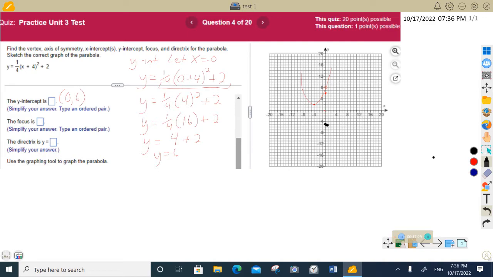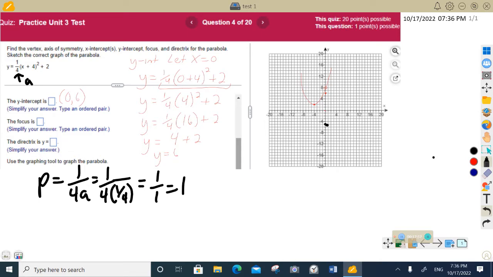Now, to find the focus and the directrix, we have to either know a or p. So remember, in your equation up here, the 1/4 is your a. So I know a, I need to find p. Well, how do you find p? p is 1/4a. So it's going to be 1/4 times 1/4. That was nice of them, because 4 times 1/4 is 1, so 1/1 is 1. So what that's telling me is the distance from the vertex to the focus, or the vertex to the directrix.